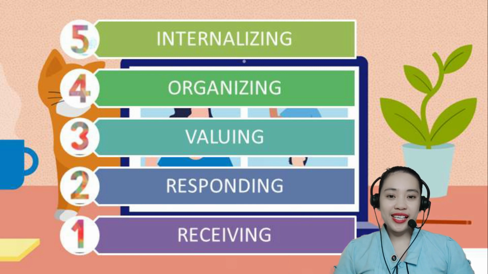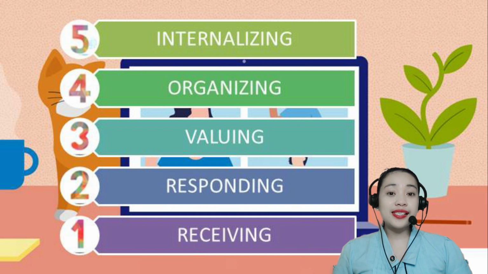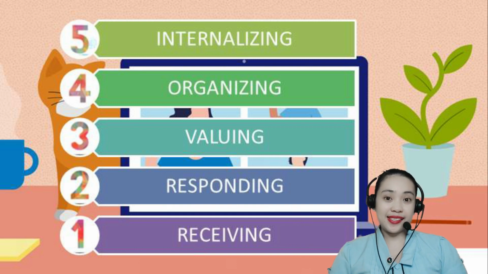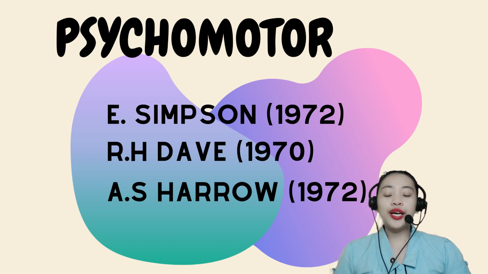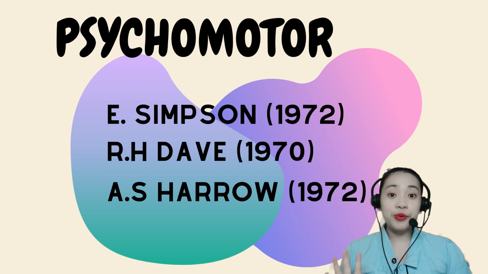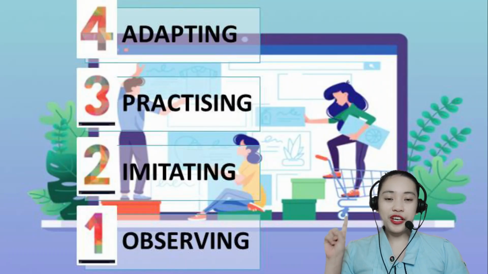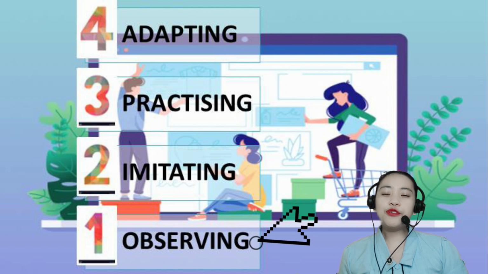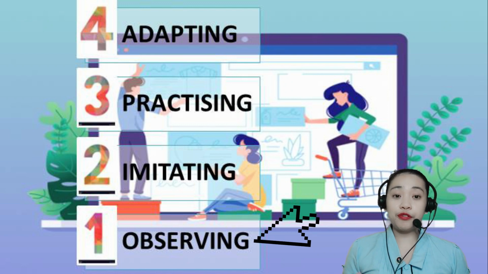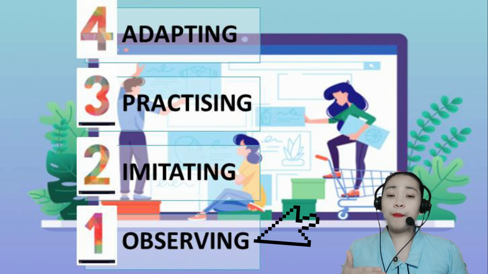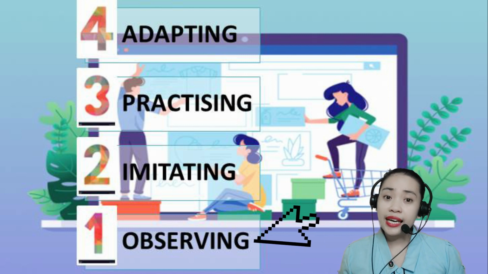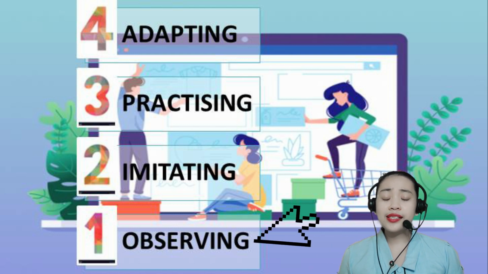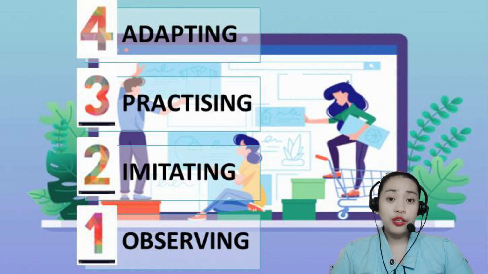Now, let's proceed to the third domain, or the last, which is the psychomotor or skills. E. Simpson, Dave, and A.S. Harrow introduced 4 levels for the psychomotor domain. These are, first level, observing. Active mental attending of a physical event, the learner watches a more experienced person. Other mental activities such as reading may be part of the observation process. So merely in this level, the learner is only observing.